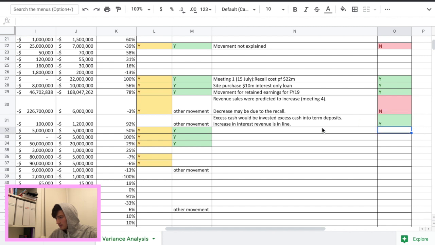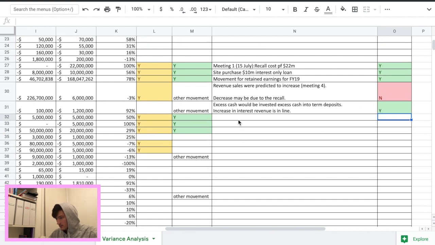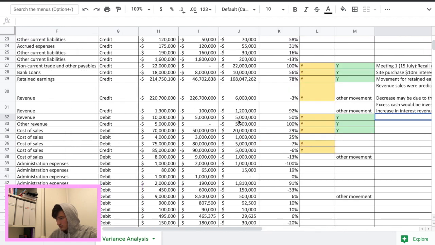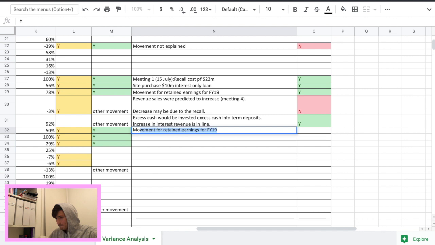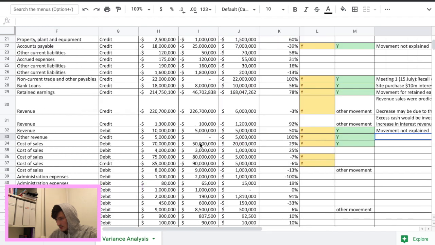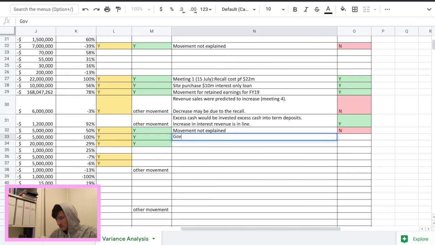And continuing on, movements not explained. I'm just not sure what that one is. Continue on, 100% increase. What is that? Okay, so this one's pretty simple, talking about a government grant award. Yeah, just government grant. And then, so that is a yes. 20 million, so the 29%. So that's basically 30%, and they do talk about that in the board meeting.